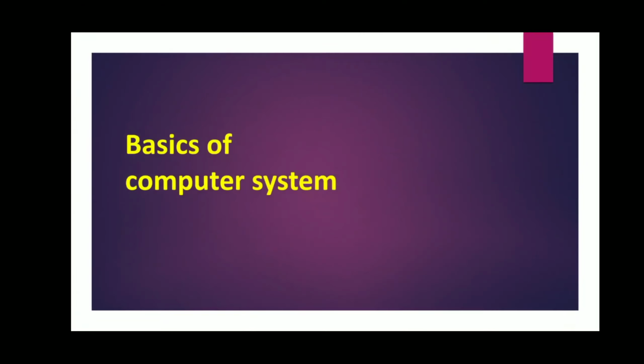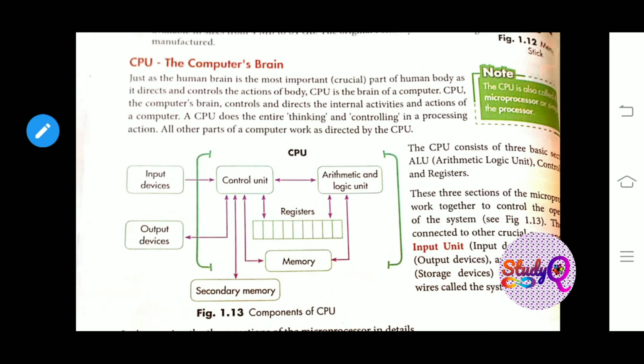Continue our topic, basics of computer system. Students, we are going to continue our topic CPU. In the previous video we discussed the IPO cycle, input process output. Today we are going to compare the brain of the computer with our human brain.